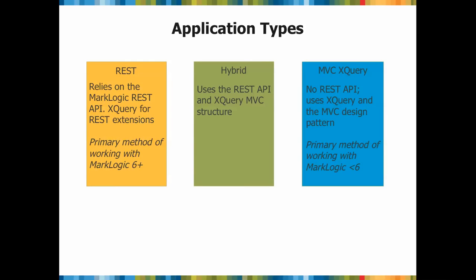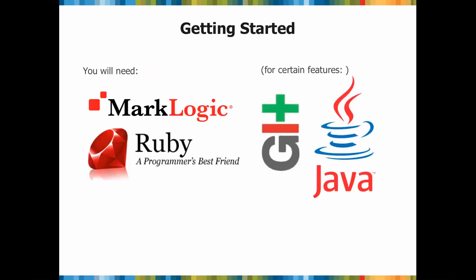And there's also the hybrid type of application where you get the best of both worlds. So you get the REST API set up, and also you get the XQuery MVC structure. So if you're not sure which you want, you can always go with hybrid and then use whichever one feels appropriate. Quick note that the MVC stuff is still supported with MarkLogic 6.0 or 6 Plus, and I expect that to continue. So it's still around.